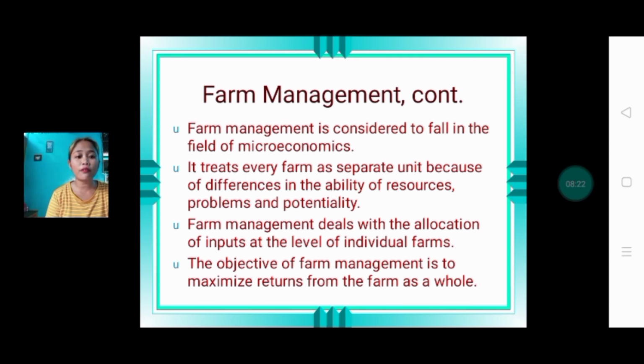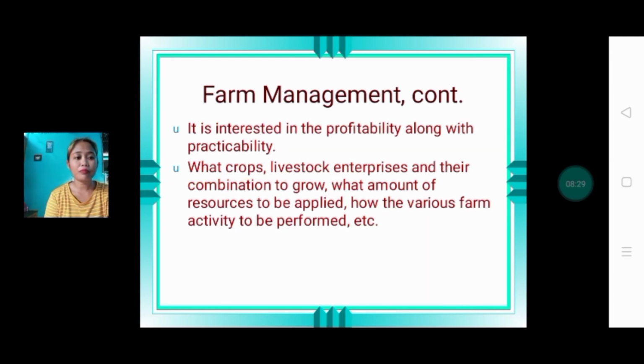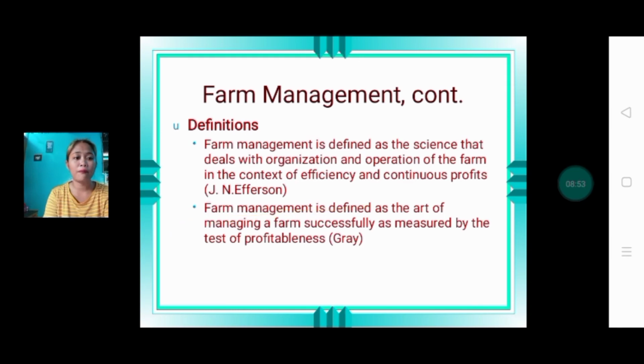Next, the objective of farm management is to maximize return from the farm as a whole. Next, farm management is interested in the profitability along with the practicability. What crops, livestock, enterprises, and their combination to grow, what amount of resources to be applied, and how the various farm activities are to be performed, and more.